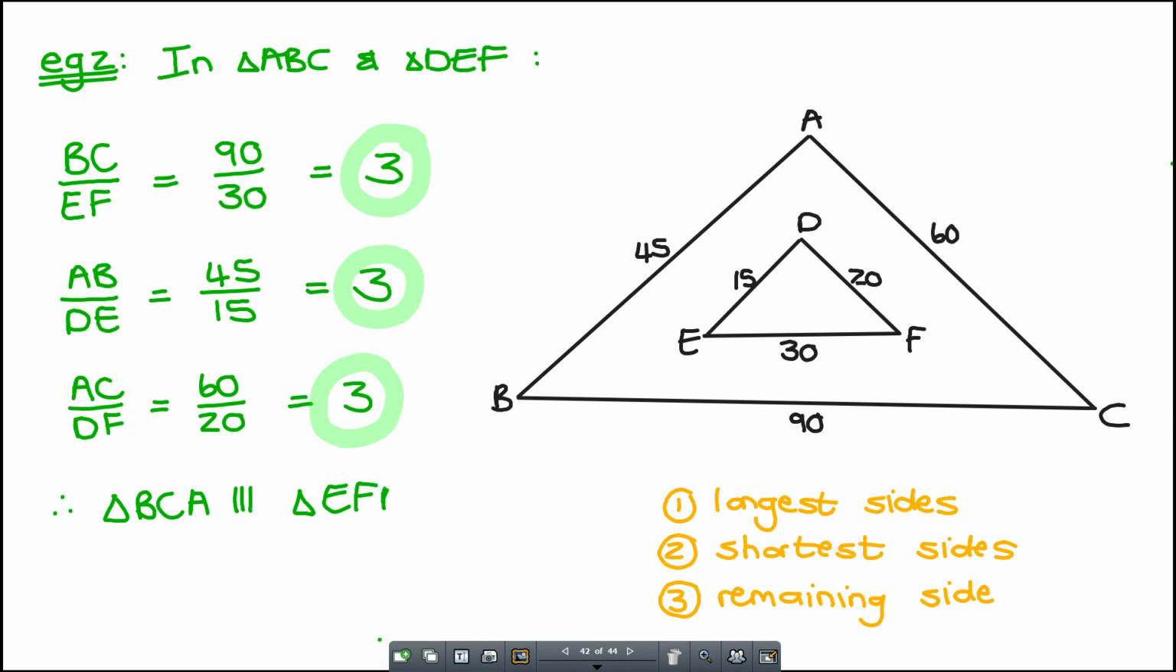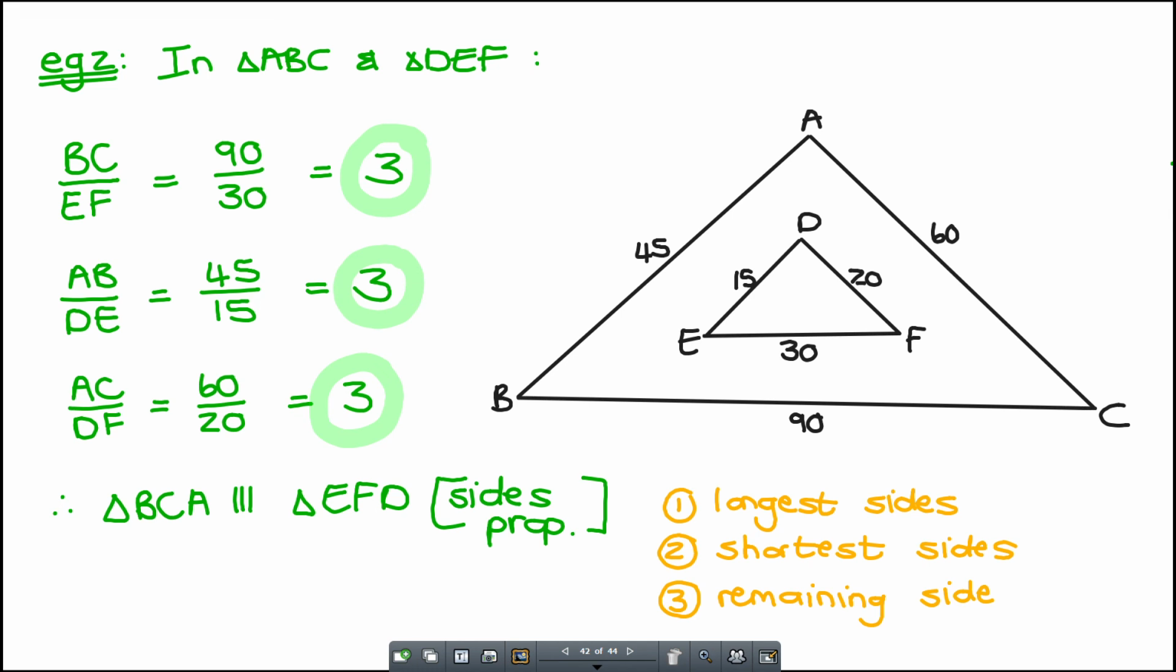Ma'am, the way you started your reasons... No, it doesn't matter. If you said A, C, B, then over here you would have D, F, E. If you wanted A, B, C, using shorter side and then longer side, then it would be D, E, F. So what's my reason? Sides proportional. You don't have to write out the full word, just sides prop. Any questions?